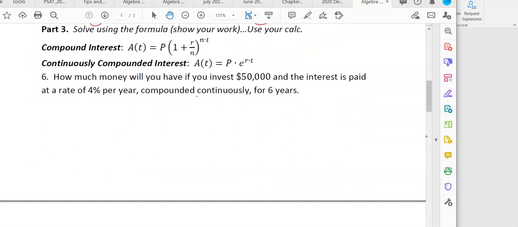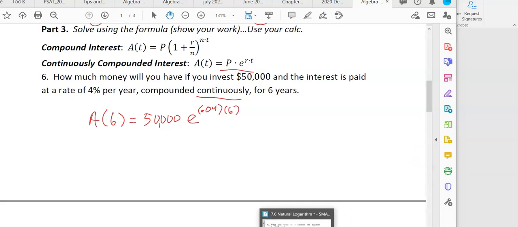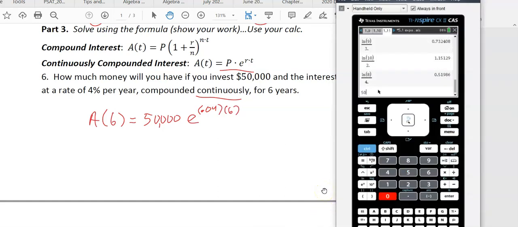So here you need the formula. In this case, it's continuous, so we're going to use this formula. Make sure e is a button on your calculator here. So this would be A after 6 years. The amount after 6 years is 50,000, the initial amount invested, times e to the power of rate, which is 0.04, times t, which is 6. So at this point, you're just going to get your calculator out and type in 50,000 times e to the power of 0.04 times 6.